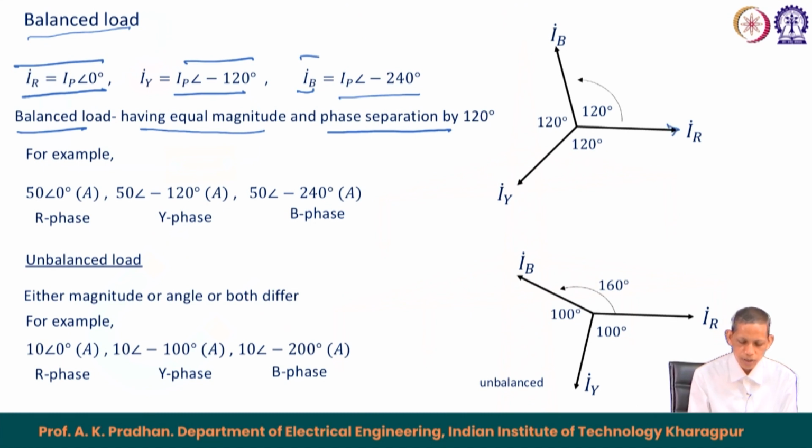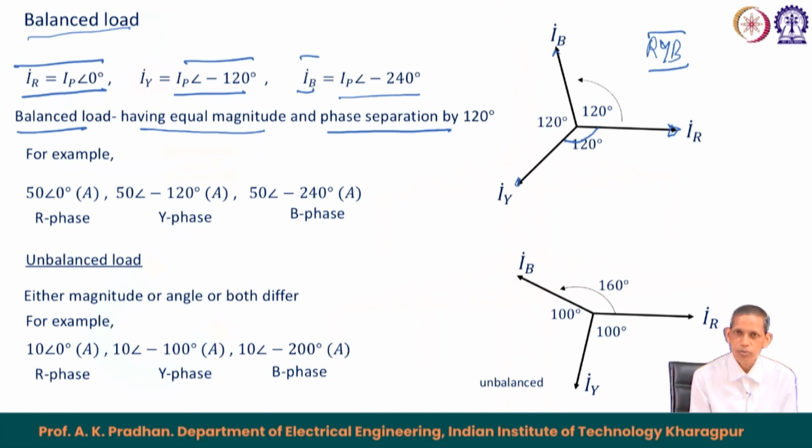So, I can say like this, this is I_R, 120 degrees lagging is I_Y and 120 degrees lagging is I_B. So, the phase sequence is R Y B and all have the same magnitude I_p and are 120 degrees apart. So, this is called a balanced load. When the load currents have the same magnitude in the 3 phases, and if they have 120 degree separation, then we mention them as balanced load.